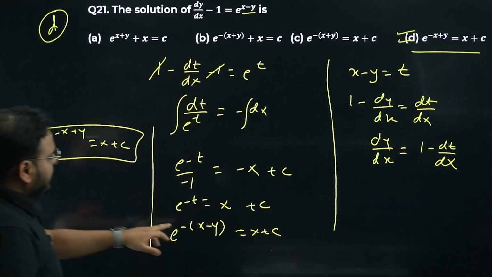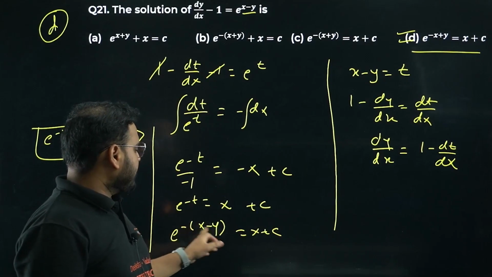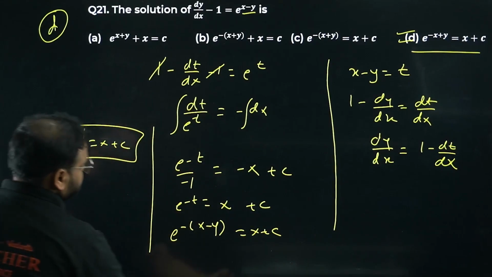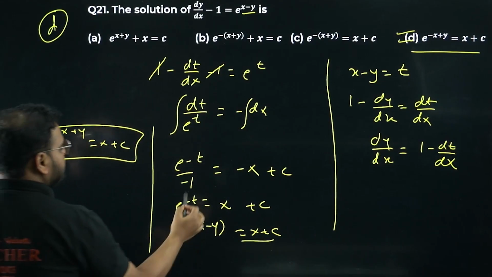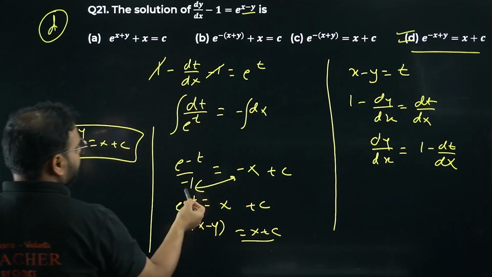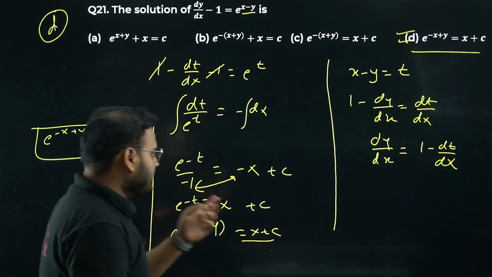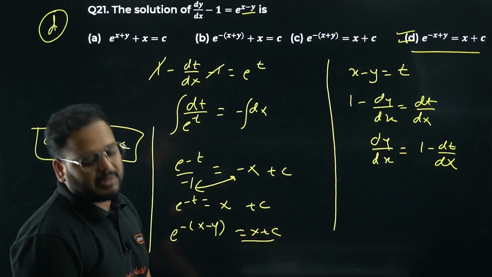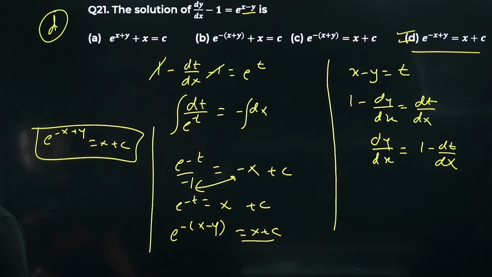E power minus x plus y. Because I have a bracket, so minus x and minus will become plus. So minus x plus y, and we have x plus c on this side. Please check. I can cross multiply, so I'll have minus 1 into minus x as plus x. This is a plus. It will become minus c, but it's a constant, right? I can keep it again as plus c only. Doesn't matter. So 21 is done. 22 now.